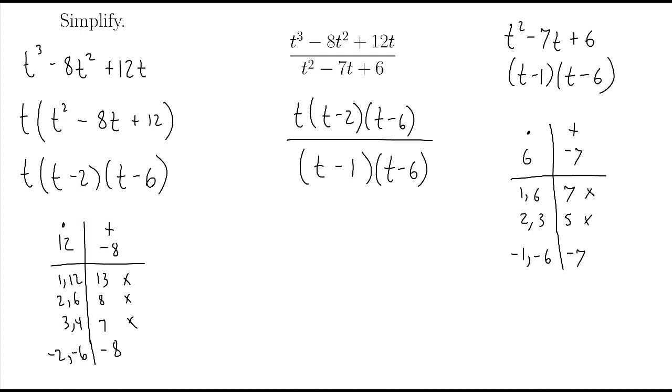Okay, so now let's see what cancels. t minus 6 over t minus 6 would cancel each other out, right? They divide each other away. So that becomes t minus 2, all over t minus 1.